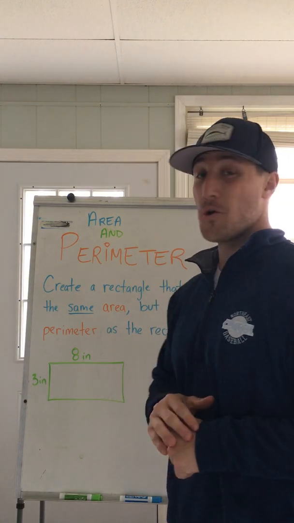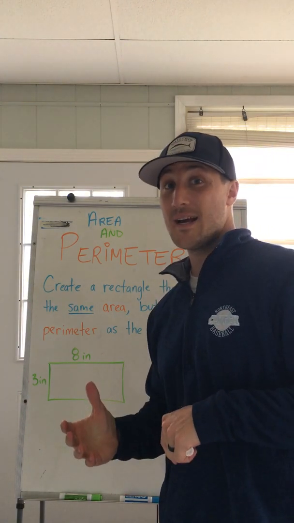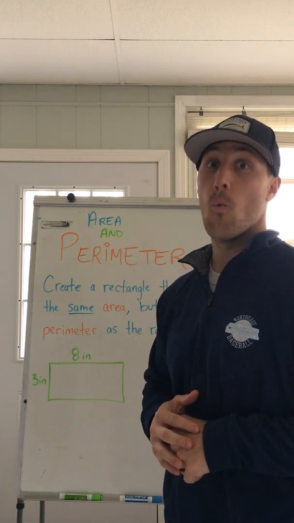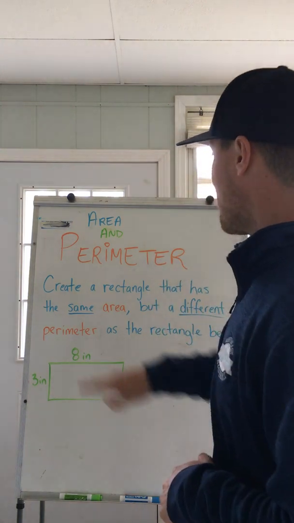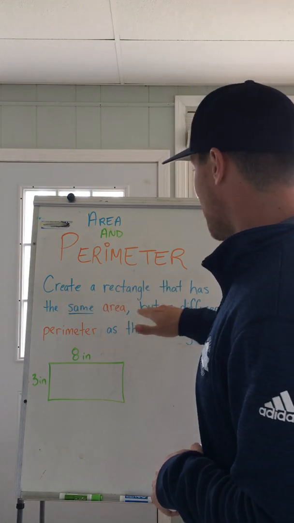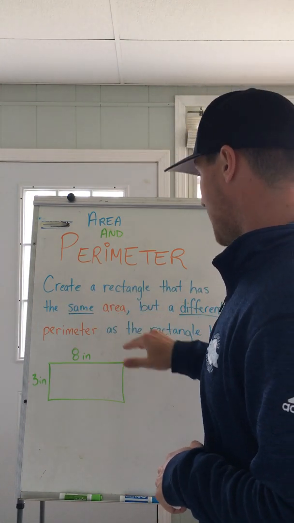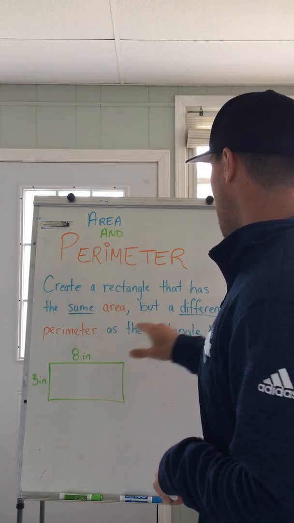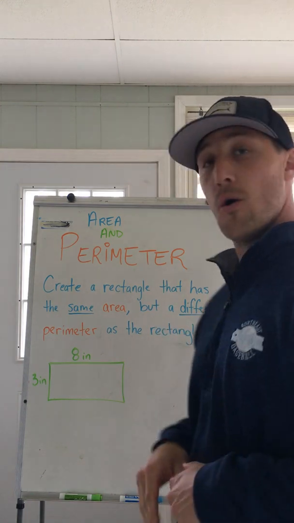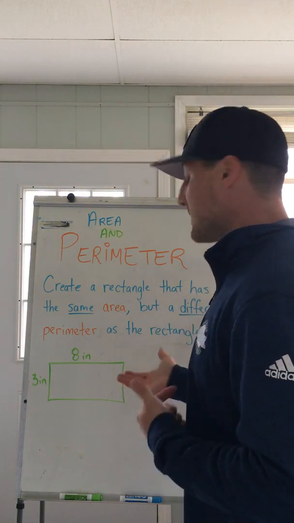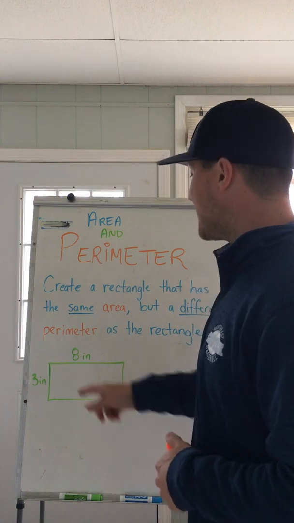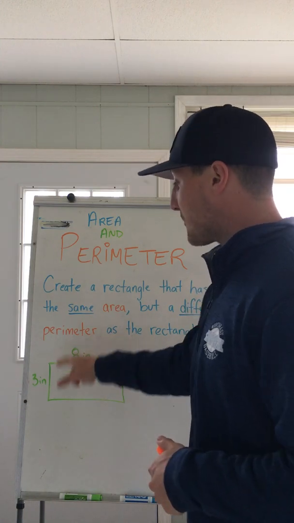Today we're going to take a look at a word problem that involves our knowledge of both area and perimeter. Alright, so this says create a rectangle that has the same area but a different perimeter as the rectangle below. Okay, the first thing we need to do is look at the rectangle below. We can see that it is 8 inches long and 3 inches wide.